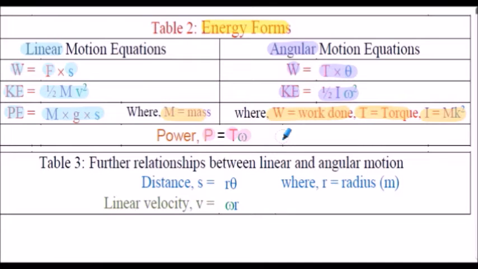Some of the questions will ask us to calculate the maximum power, so that will be torque multiplied by the maximum angular velocity. Sometimes the questions will ask for average power, so that will be torque multiplied by the average velocity in the system. Further relationships to be aware of: distance, s is r multiplied by theta, again theta in radians. r, the radius, is always in meters in dynamics. And linear velocity v is omega r, the angular velocity multiplied by the radius, again in meters.